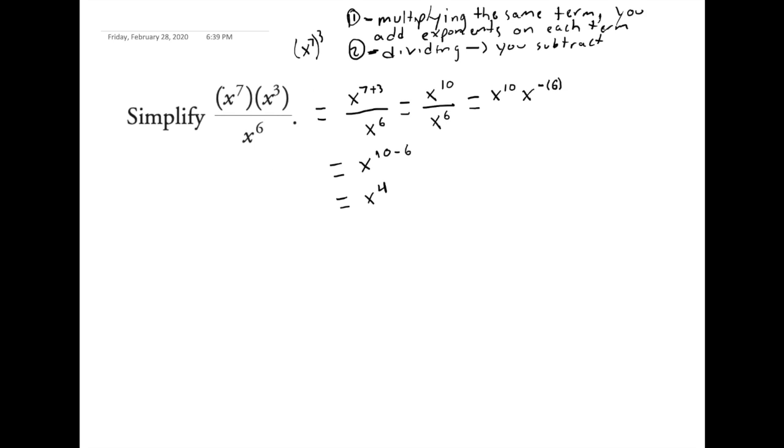Right? So now going into a more complex problem, we have x to the power of 4, y to the power of 3, and then we have x to the power of 3 and y to the power of 5, divided by x to the power of 5 times y to the power of 5, okay?